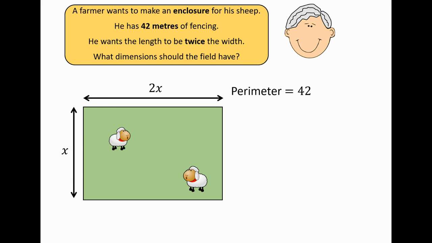Another piece of information that it gives us in the question is the perimeter is 42 meters. Now, remember, how can I work out the perimeter of this shape? I'm going to add all the sides together. So 2x plus x plus 2x plus x. Remember, the opposite sides of a rectangle are the same. So adding up the perimeter together, an expression for it would be 6x.